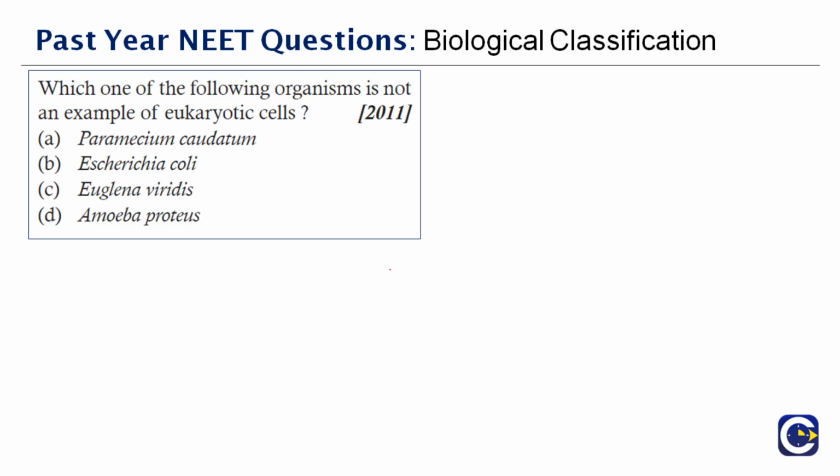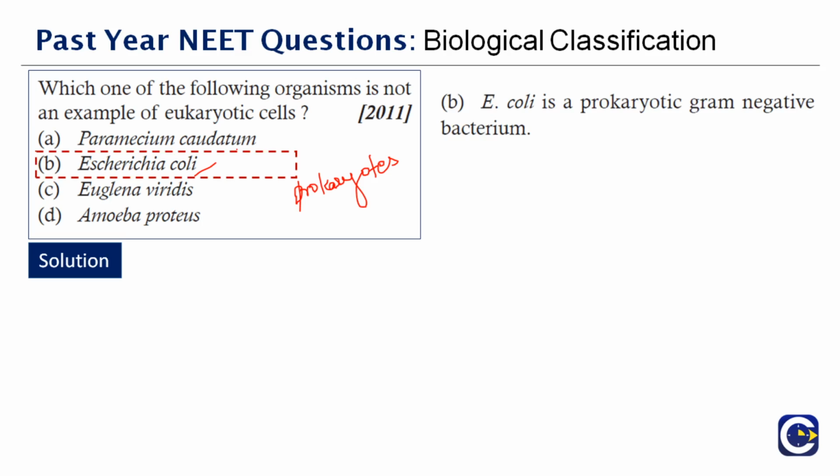Next question here. Which one of the following organisms is not an example of a eukaryotic cell? Here you have to understand which is prokaryotes. We all know bacteria constitute prokaryotes, right? So very easy for you to answer. Now, out of the 4 options, which one is a bacteria? Escherichia coli is a bacteria. Therefore, the correct answer is option B. E. coli is a prokaryotic gram-negative bacterium. Hence, the correct answer is option B.